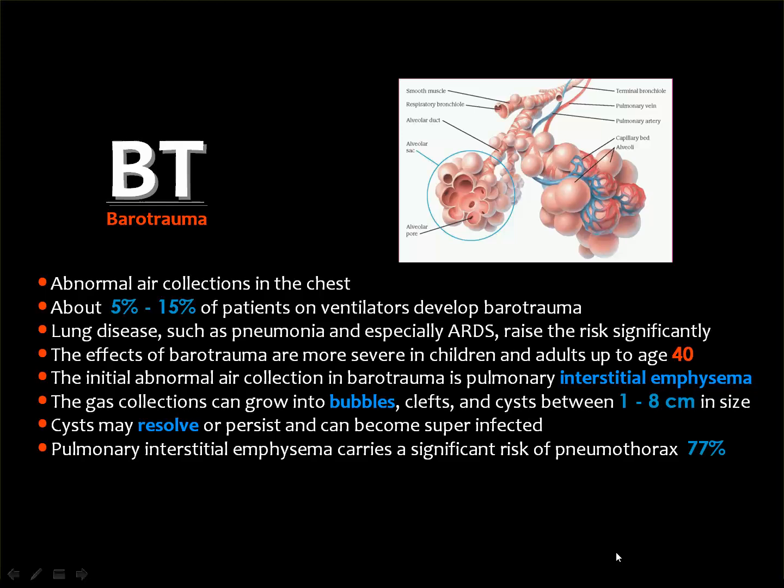The initial accumulation of air will occur within the lung parenchyma in the form of interstitial edema. This accumulation of air within the lung parenchyma is difficult to detect by chest X-ray unless the loculi of air are sizable.